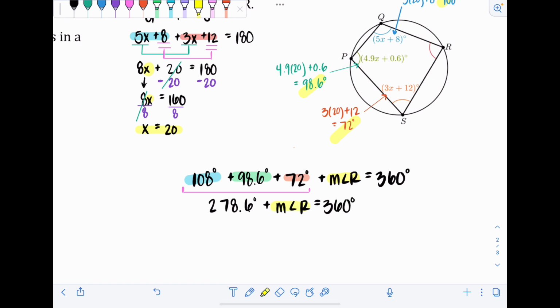And then from there, we just want to get the measure of angle R by itself. So I'd cancel out that 278.6 that's being added to it. I just need to subtract it over. So minus 278.6 degrees on both sides, and then these will cancel out. I'll bring down my measure of angle R. And then 360 degrees minus 278.6 degrees is 81.4 degrees. So we end up with the measure of angle R equals 81.4 degrees.